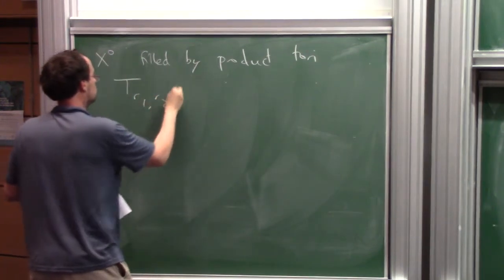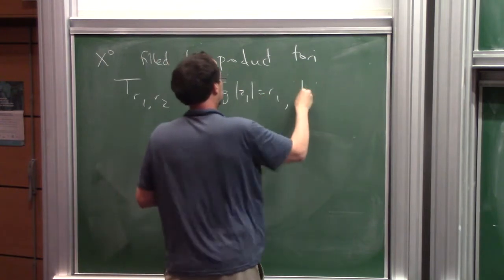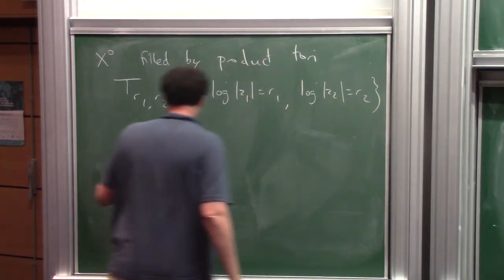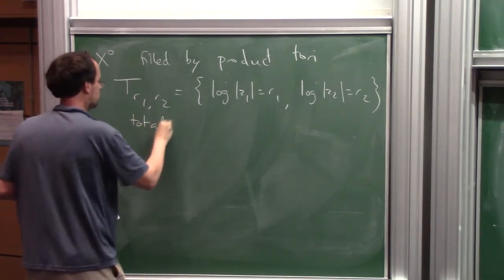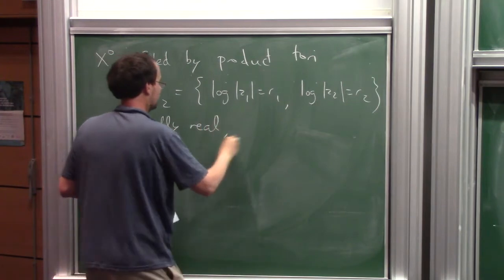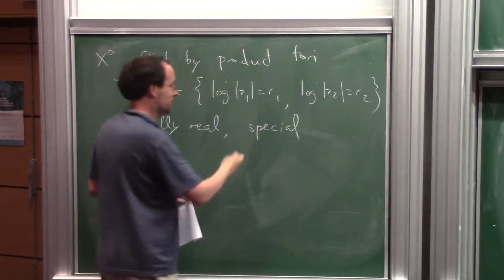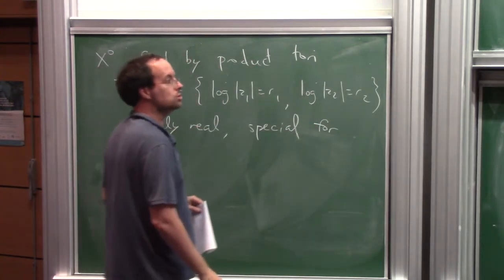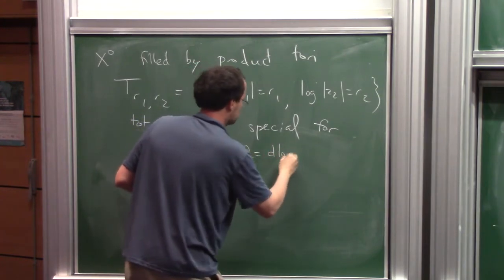T_{R1,R2}, where we fix, say, log norm Z1 equals R1, log norm Z2 equals R2. And so these are totally real tori, and in fact they are special. I don't know if there's such a thing as special totally real something for a holomorphic volume form with single poles on the divisor I removed, namely, say, d log Z1 wedge d log Z2.